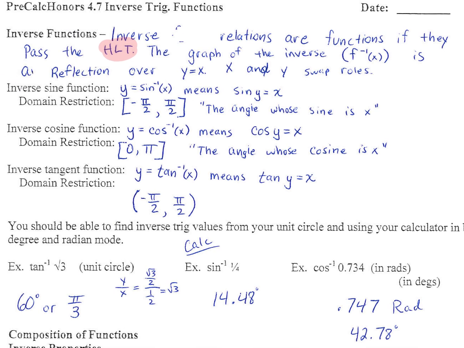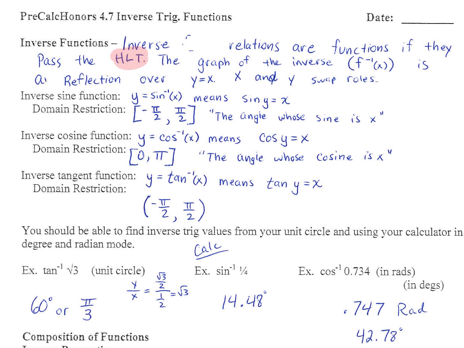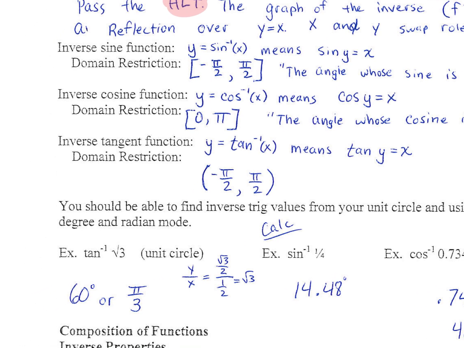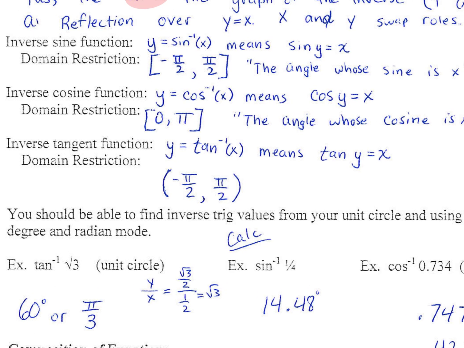So if we want to use inverse relations in the world of sine, cosine, and tangent, we have to restrict our domain. Sine, cosine, and tangent are not one-to-one functions. They are functions, but their inverses are not. So as a result, we need to restrict their domain. Here are the restrictions we apply.